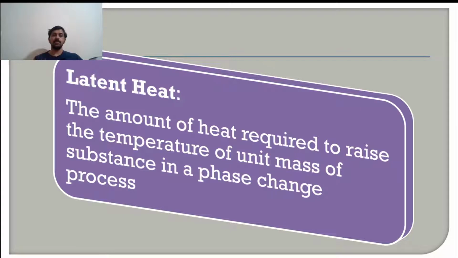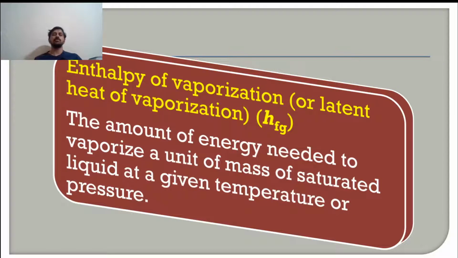On the other hand, latent heat is the amount of heat required to change the phase of a substance. Likewise, there is latent heat of vaporization, latent heat of fusion, and latent heat of sublimation. Fusion is the amount of heat in the phase change process of solid to liquid and liquid to solid back. Latent heat of vaporization is from liquid to vapor or backwards. Sublimation is directly from solid to vapor.